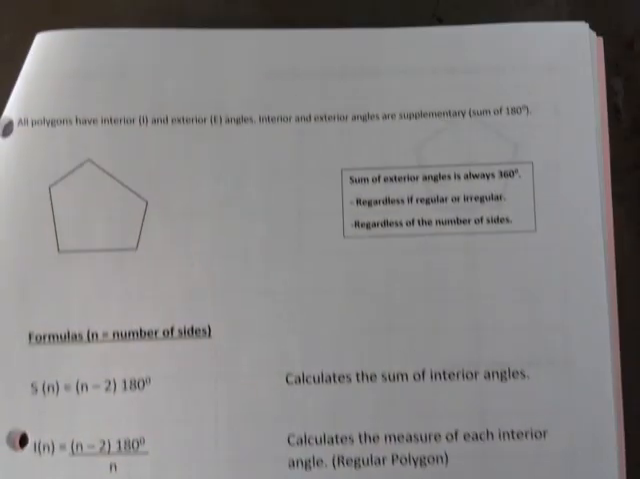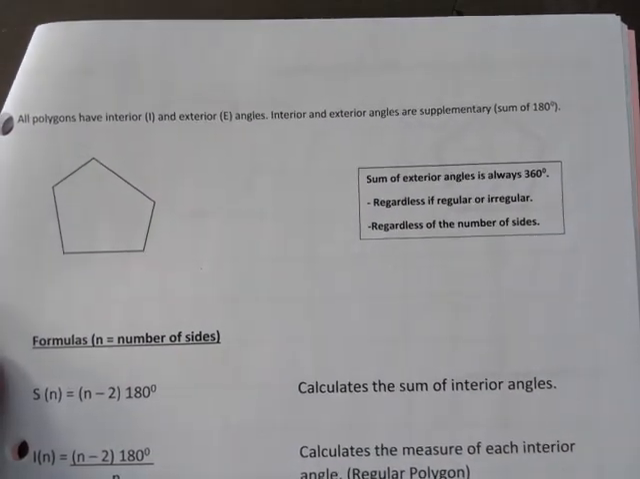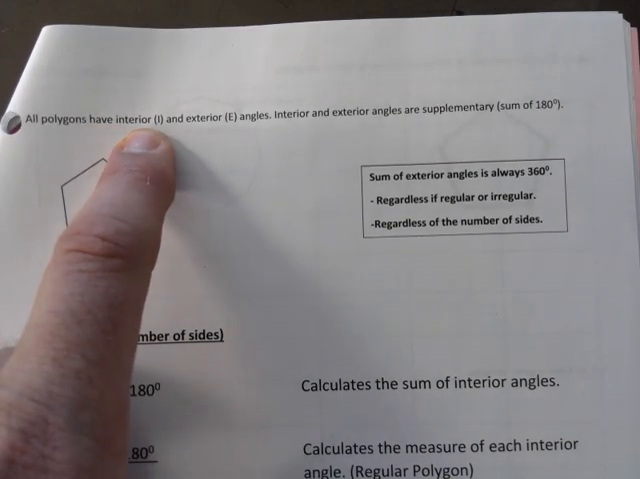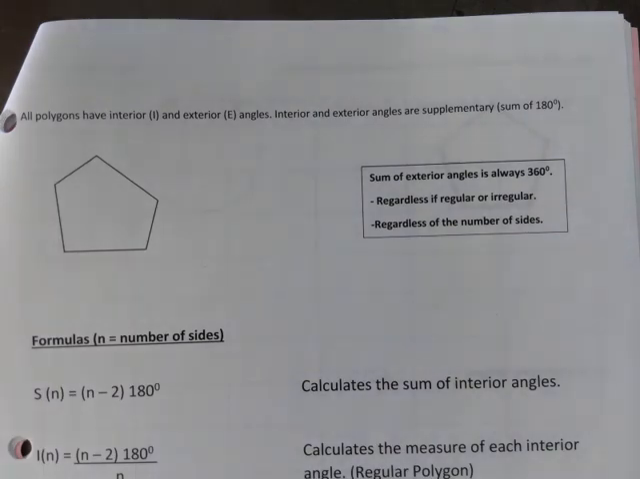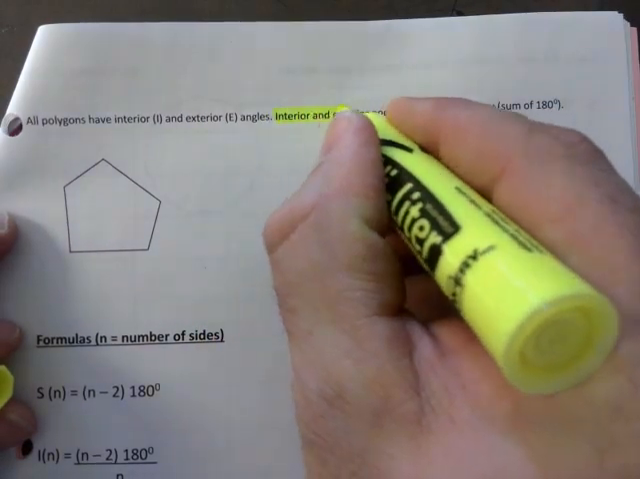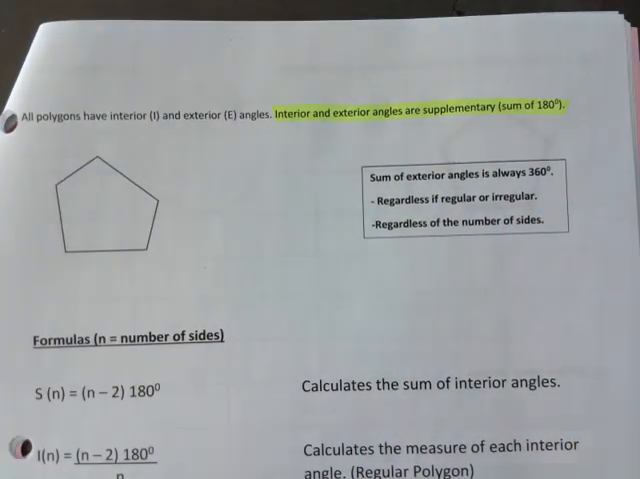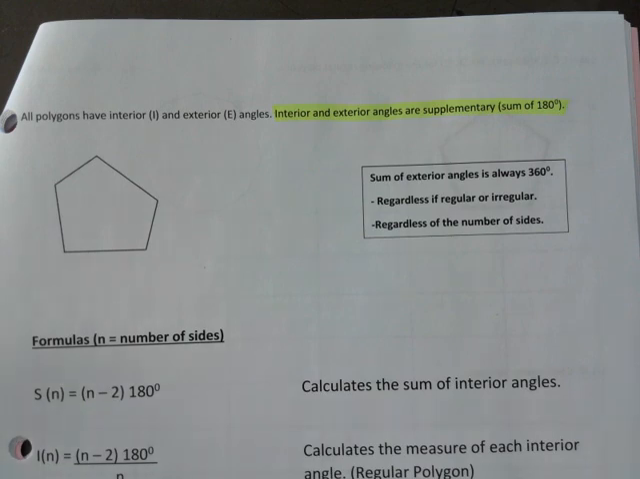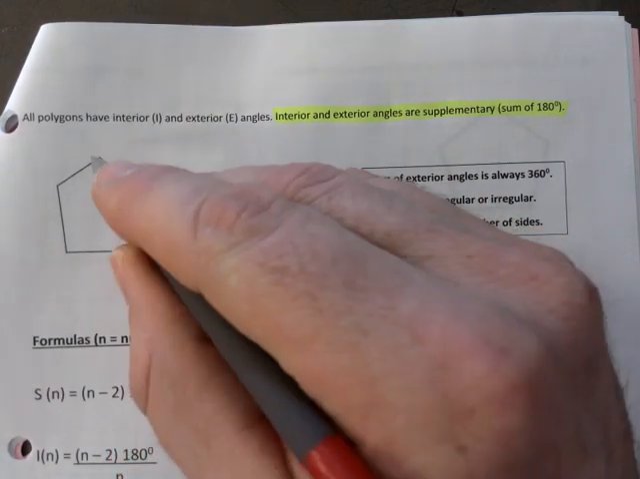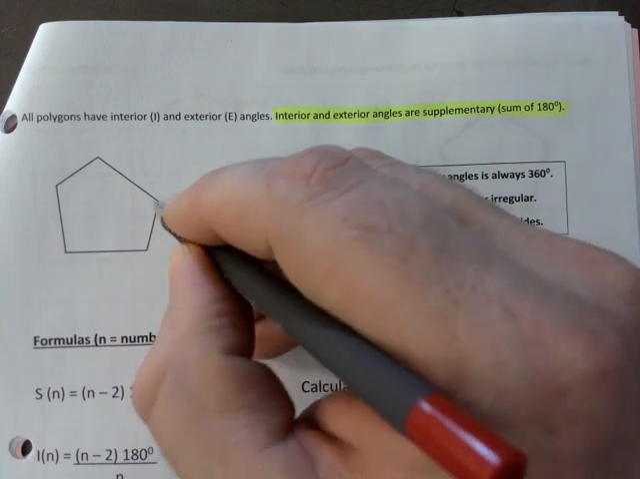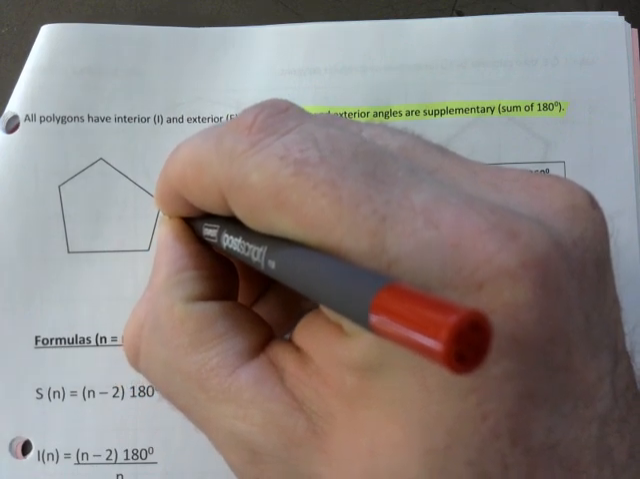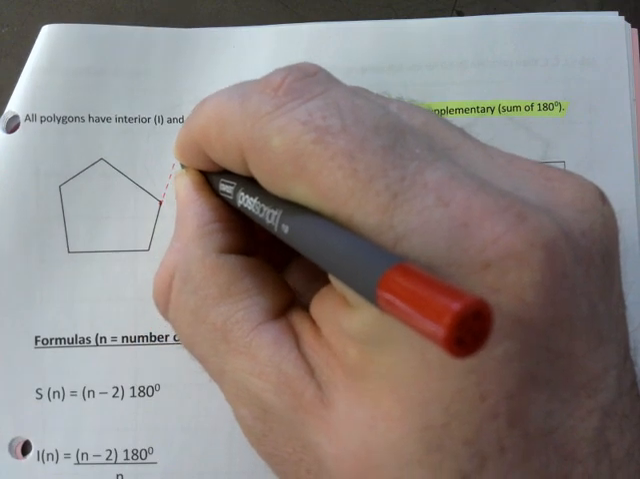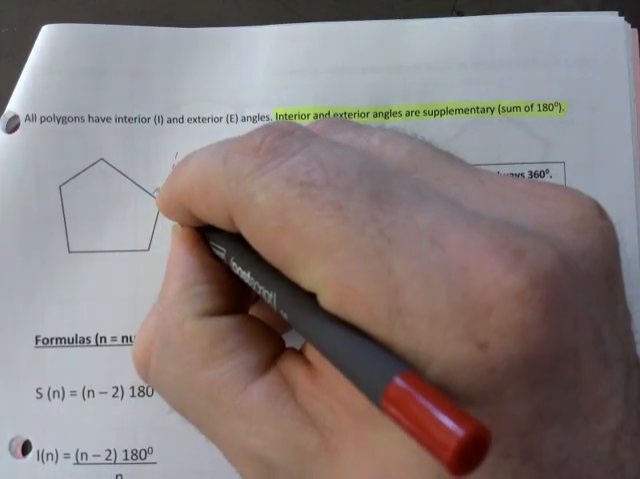Okay. Before we move on, this is very important here. All polygons have interior and exterior angles. The interior and exterior angles are supplementary. That is what I'm going to highlight there. You can use a pencil. I'm going to use a different color here. At any point, at any corner of this shape, you can go to it. I'm going to go right here. If you focus on this side here, and you just keep extending that side outwards like that, you've actually created what we call the exterior angle here.